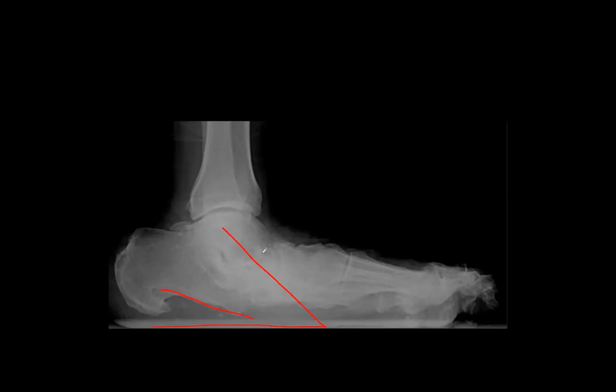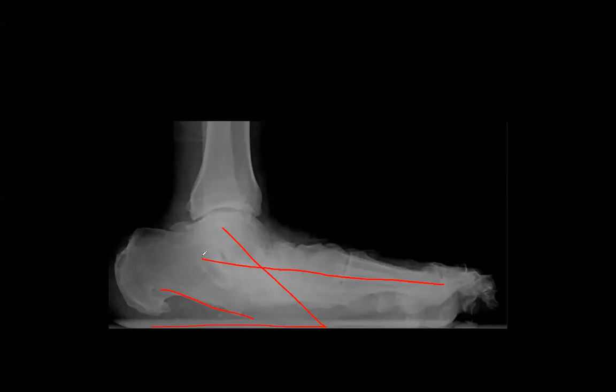What other angles are off here? It's a little blurry in the midfoot, but if we go to the forefoot, you can see, I think that's Meary's. Yeah, so is Meary's negative or positive? Right now it's negative. Good. So if the talus is pointing down, we're getting a negative Meary's. If the talus is pointing up, we have a positive Meary's.